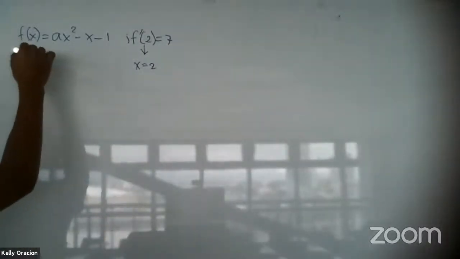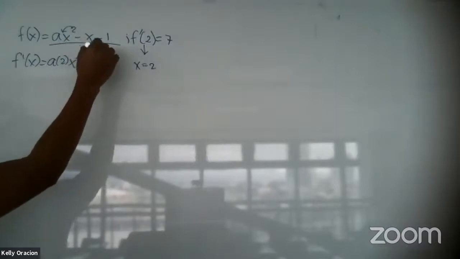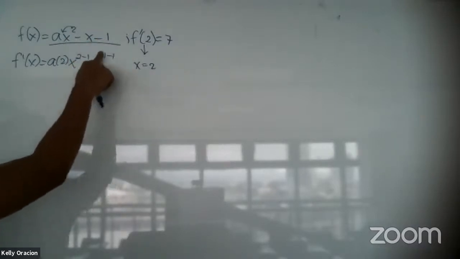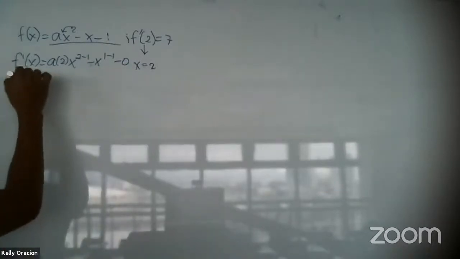So f prime x, get the derivative of this one. That's A times 2x to the 2 minus 1, minus x to the 1 minus 1, minus 0. The derivative of 1 is 0. So f prime x is 2ax minus 1. Take note, the derivative of x is 1. So this is the derivative.